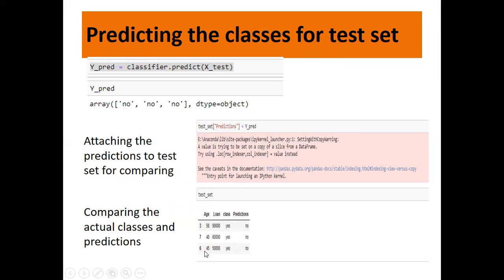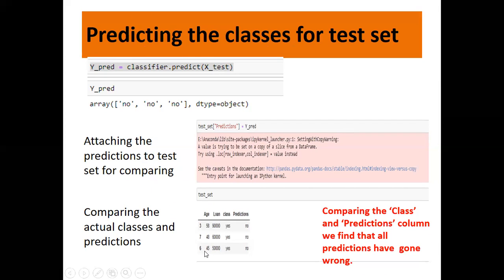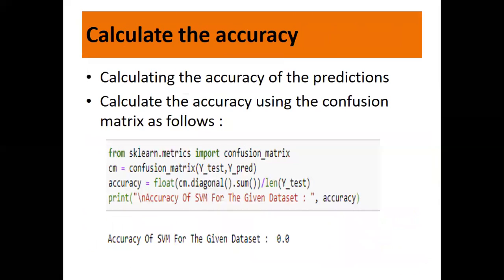So what you can see, comparing the class and the prediction column, we find that all the predictions have gone wrong, right? So the model is not fit for this data. So what is the accuracy? Now, calculate the accuracy of the prediction.